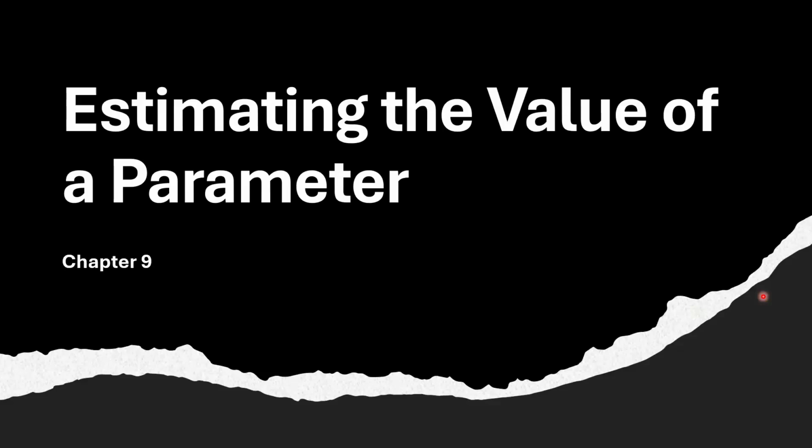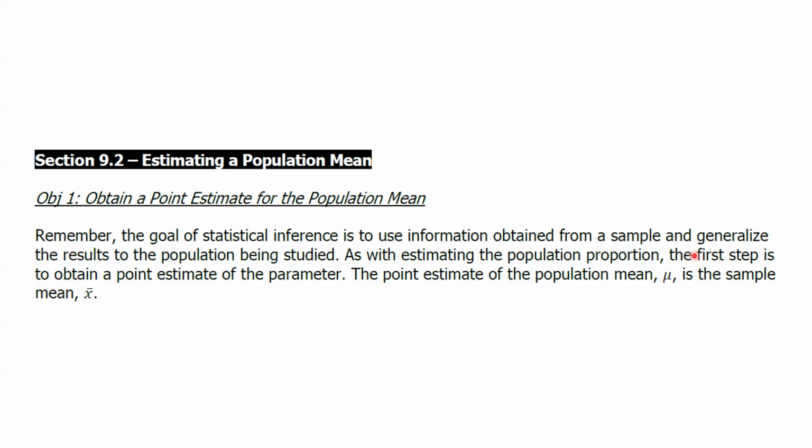Welcome to Chapter 9, Estimating the Value of a Parameter. Section 9.2, Estimating the Population Mean. Okay. Objective 1, obtain a point estimate for the population mean.